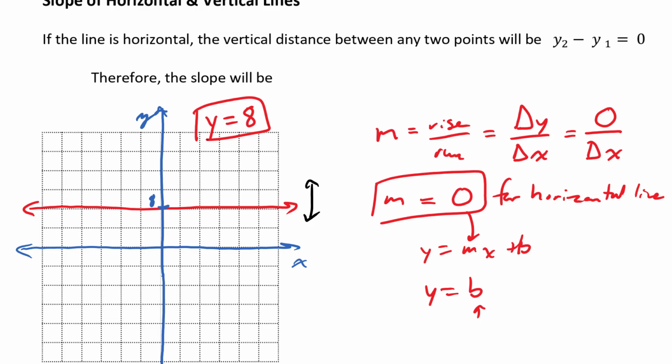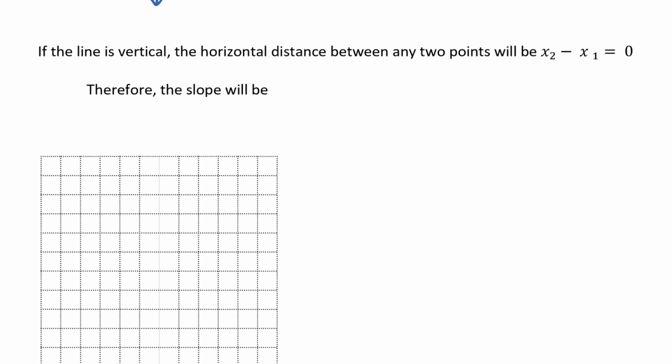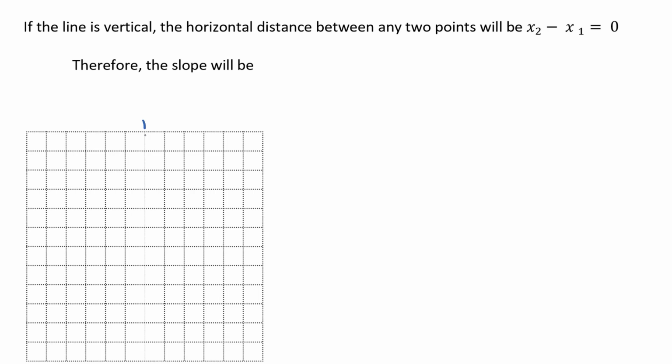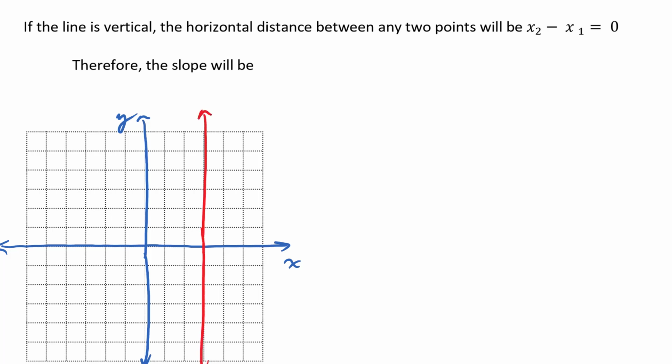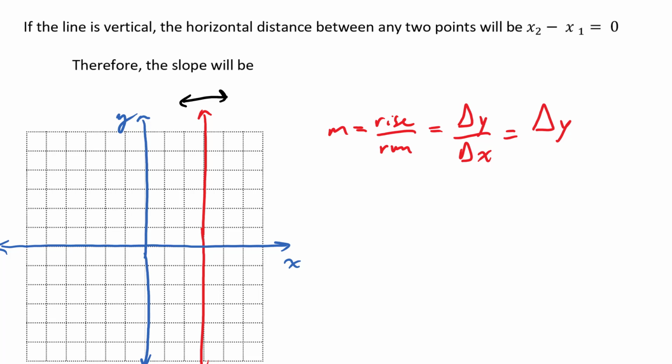Let's now talk about vertical lines. Vertical line, again, doesn't really matter where it is. It's vertical. What is our slope now? Slope equals rise over run, which is my change in y over my change in x. Once again, there will be a change in y, but notice there's no movement left or right. There'll be no change in x. So this value will be 0.